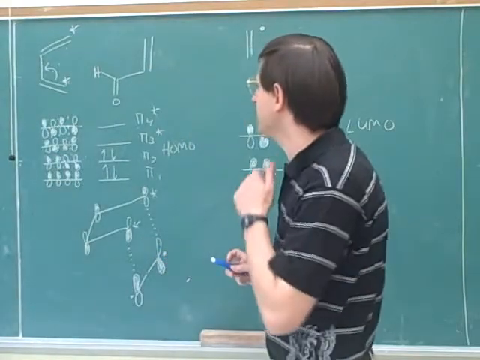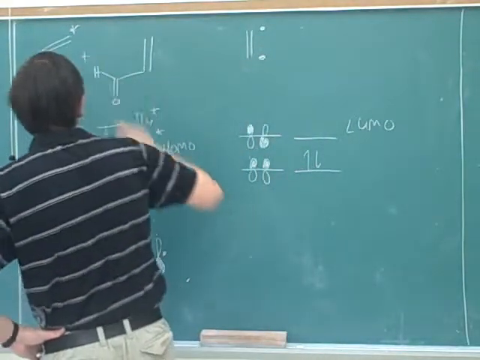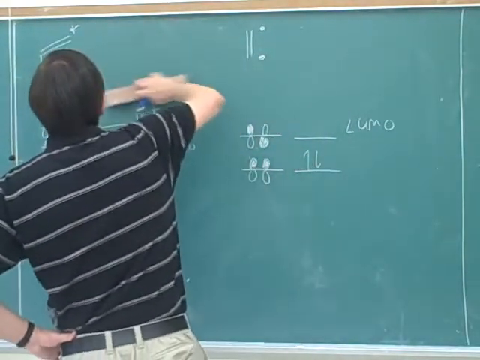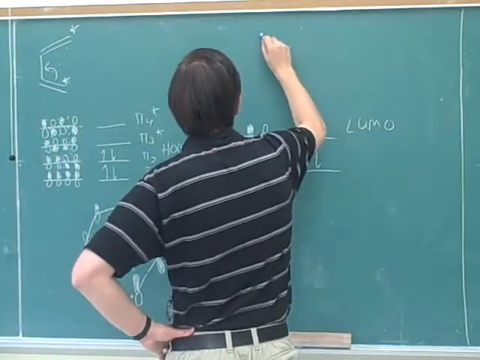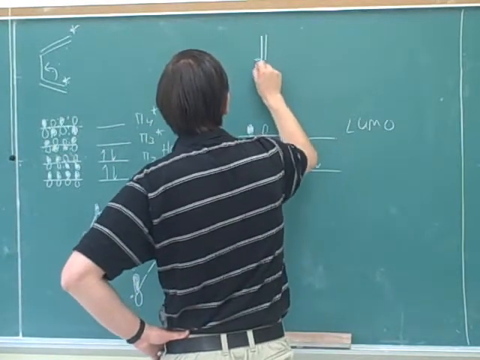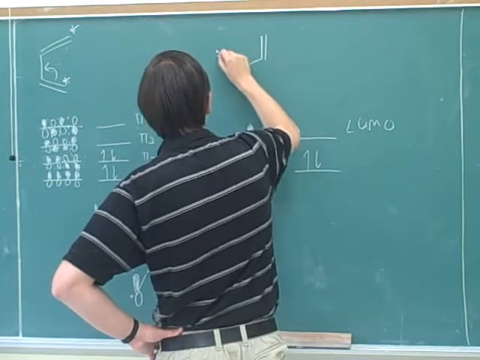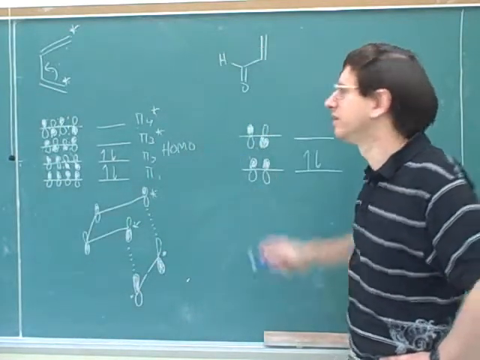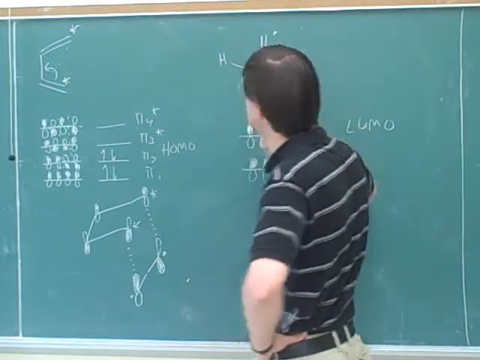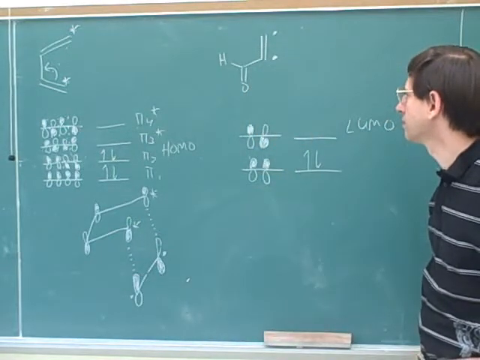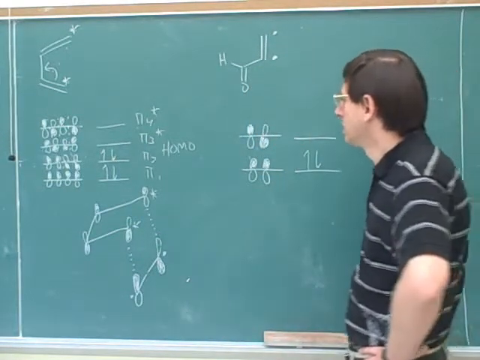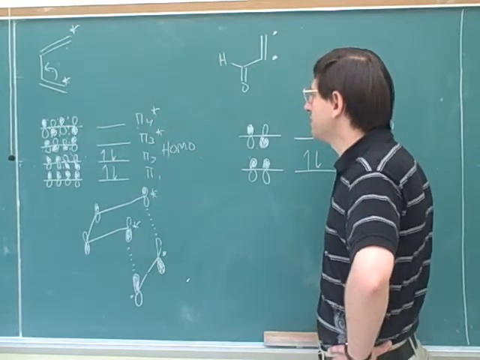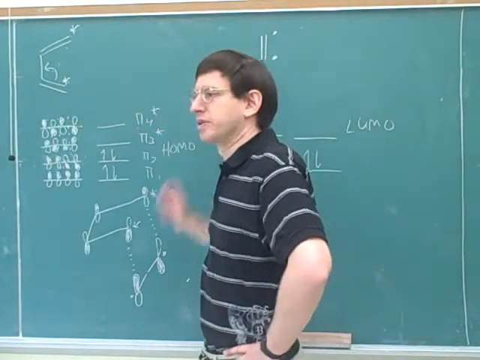So we can use, say, this. So now let's say that this is our dienophile. So we're drawing the transition state? Right. Well, the first thing we have to do is update our molecular orbital pictures.